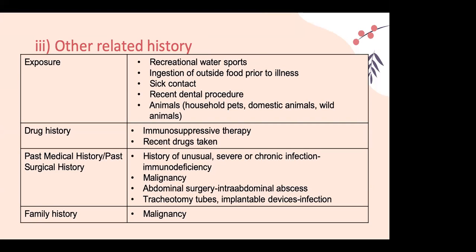Then for past medical or past surgical history, we ask about any history of previous severe or chronic infection, to indicate that the child might have underlying immunodeficiency. And then abdominal surgery for intraabdominal abscess, and any tracheostomy tube or implantable device, because they are at high risk of infection. And then history of malignancy.